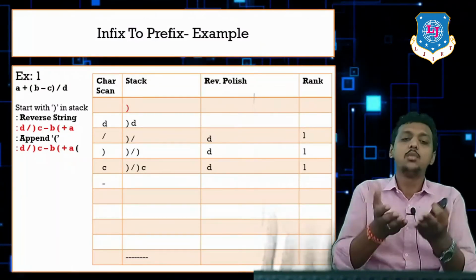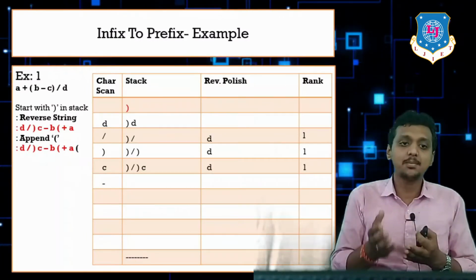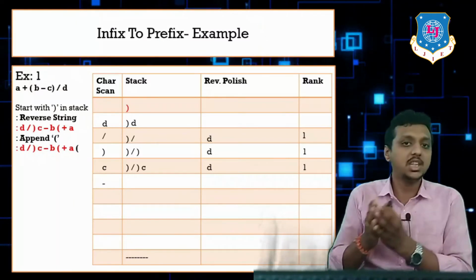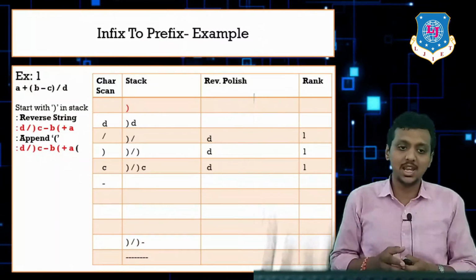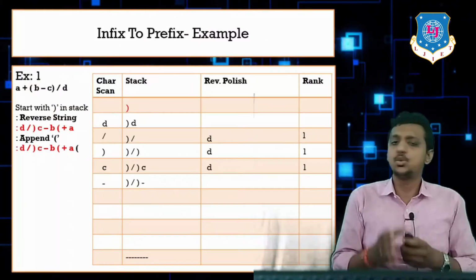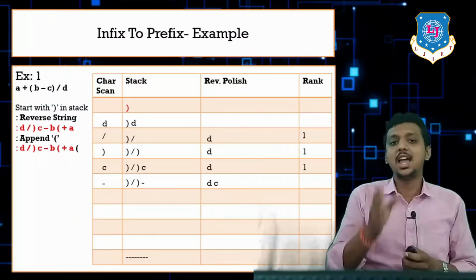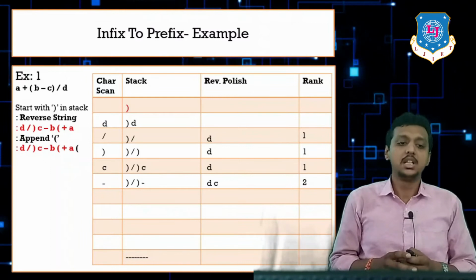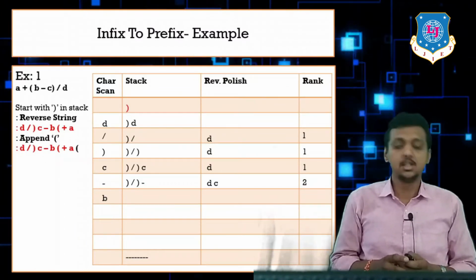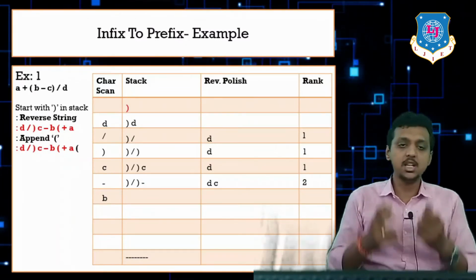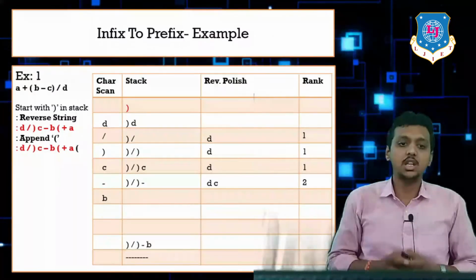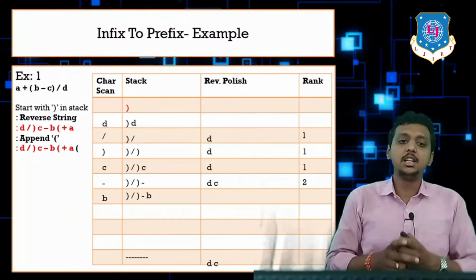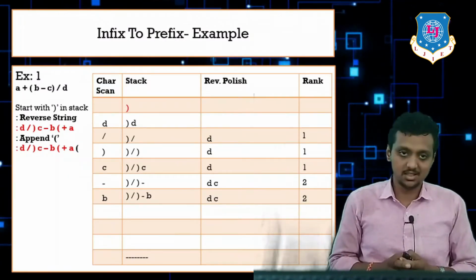Fine. So what we need to do? Just push minus. But before that, do not forget to pop C and append with D. So the whole equation goes like this: closing, division, closing, minus, DC, and now the rank becomes 2. Now, next we have B with us. We have the character, don't think much, just push inside the stack. So here we have closing, division, closing, minus, B. The reverse polish and rank remain as they are.